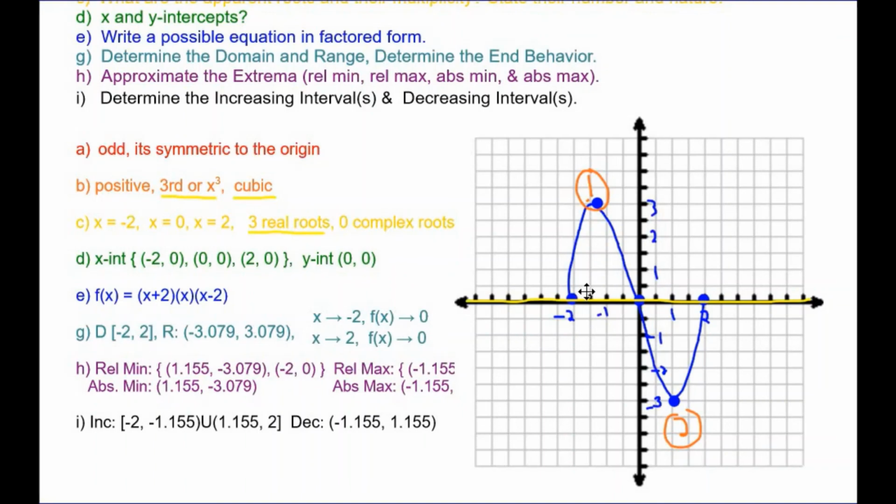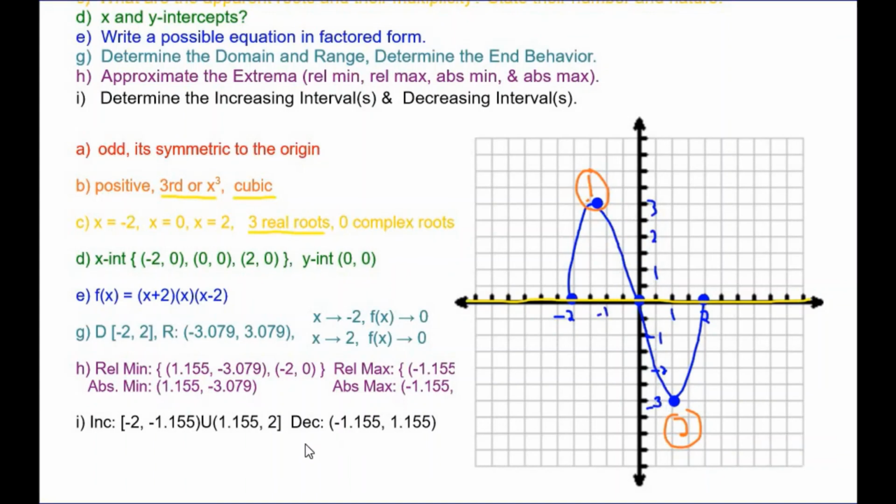And so the domain on the left side stops at -2, and its output value is 0. And on the endpoint here, it goes to 2 and is 0. Yes, the range is -3.079 to 3.079, but those values are not at the endpoints. They are in the middle of the graph.